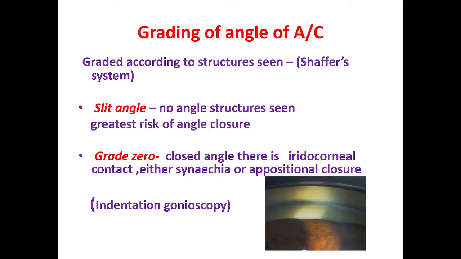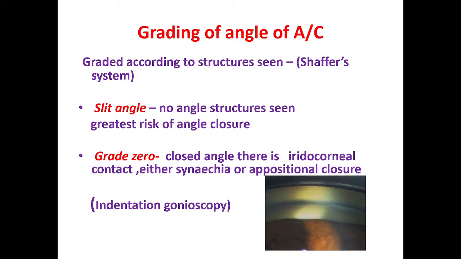If you do indentation gonioscopy, you indent the cornea with the help of the gonioscope, pushing the aqueous towards the angle. Because of the flow of the aqueous into the angle, it will open up if it is oppositional closure. The synechial closure will not open up. So when you do indentation gonioscopy, you are going to start seeing structures if it is oppositional closure.